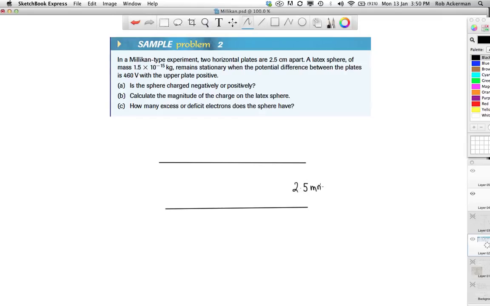2.5 millimeters is what the distance is equal to, okay? And this time not an oil droplet, but a latex sphere of mass 1.5 times 10 to the negative 15, that's a really tiny mass, by the way, remains stationary when the potential difference is 460 volts with the upper plate positive. So how do I draw this? Long line means positive, short line means negative.